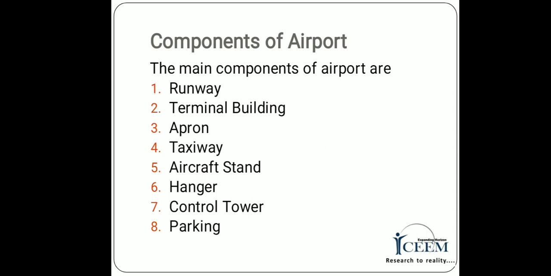Next is aprons. Aircraft aprons are the areas where the aircraft park. Aprons are also sometimes called ramps. They vary in size from areas that may hold 5 or 10 small planes to the very large areas that the major airports have. Next is taxiway.